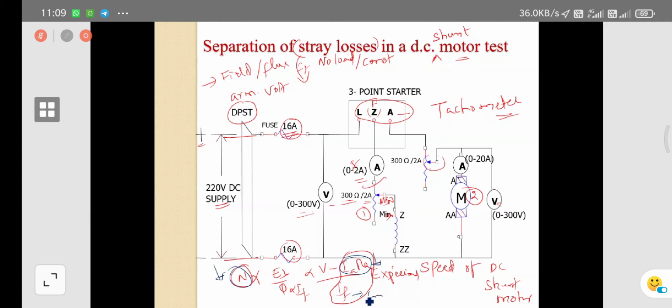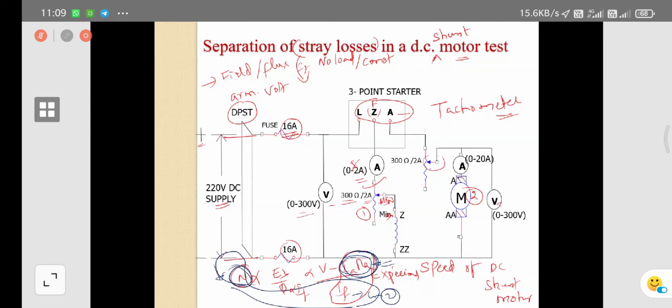When you are doing the armature voltage control method, the field current has to be kept constant, and you take the readings of armature voltage and speed. While conducting the field flux control method, the armature voltage has to be constant, and you take the readings for that. So these are the two methods.